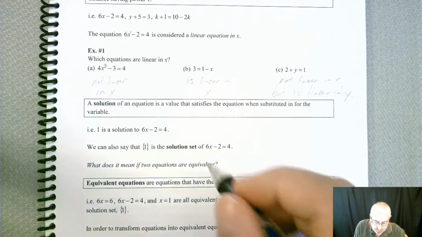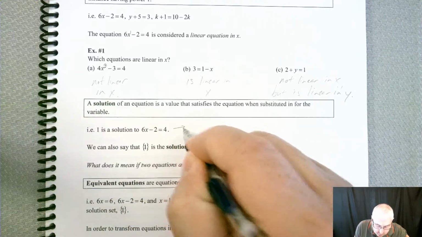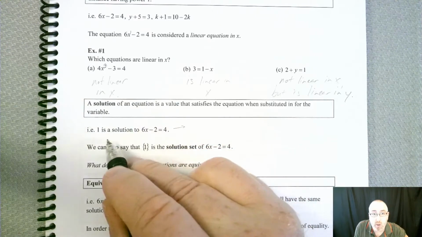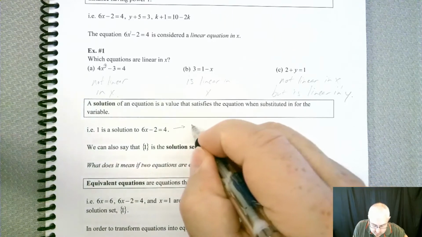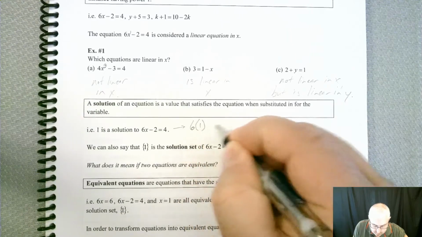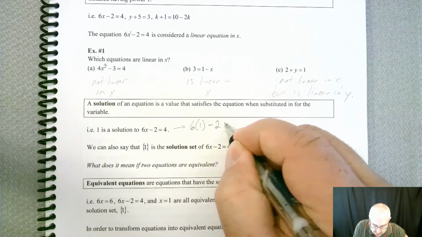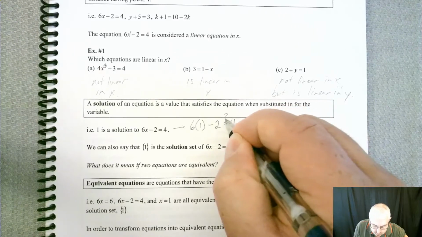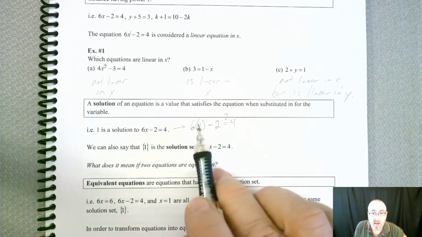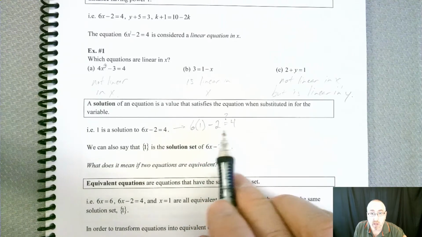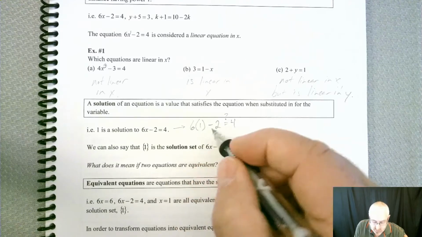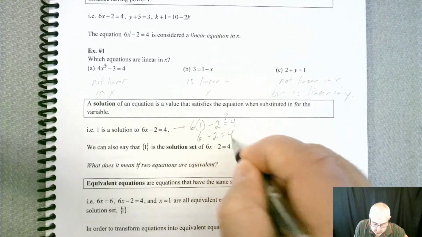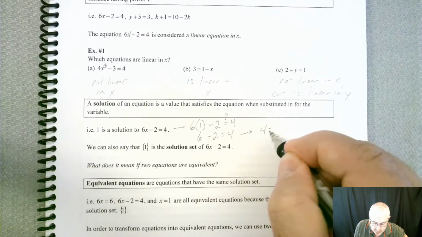Why? Well, if we plug it in, again, we're going to replace x with the 1. Now, when you replace a variable with a number, you always want to use parentheses. So we want something like this. That's the question: is 6 times 1 minus 2 equal to 4? The answer is yes. If we use the order of operations, we would multiply first. So you get 6 minus 2 equals 4. And so that means 4 equals 4.